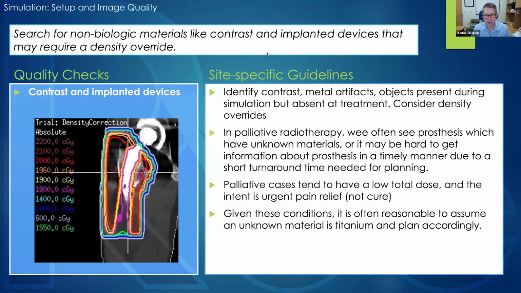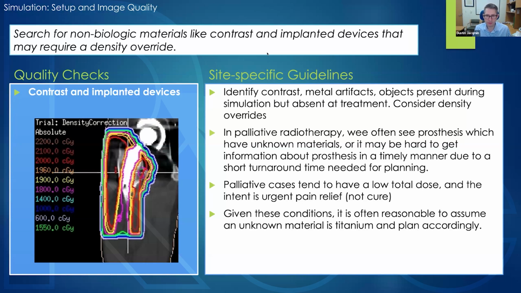With a conventional radiotherapy case, we often have 5, 10, 12 days to plan. That's plenty of time to do a little bit of hunting to figure out what the material composition of an implant is. But for palliative care, often we have hours or maybe just a couple of days to plan. And it can be difficult to figure out the material composition of that prosthesis.